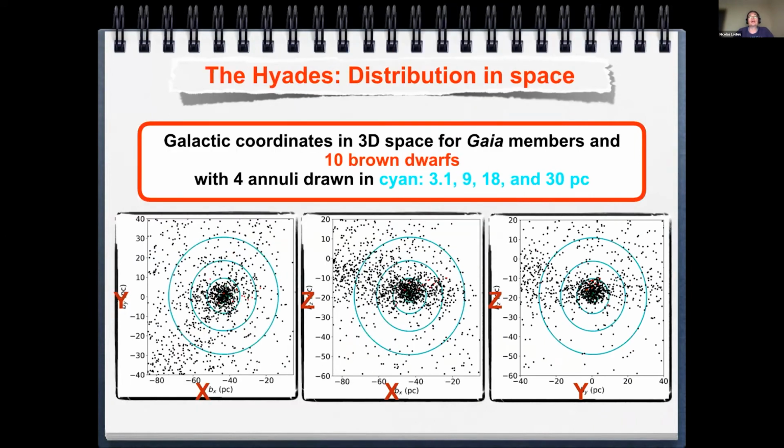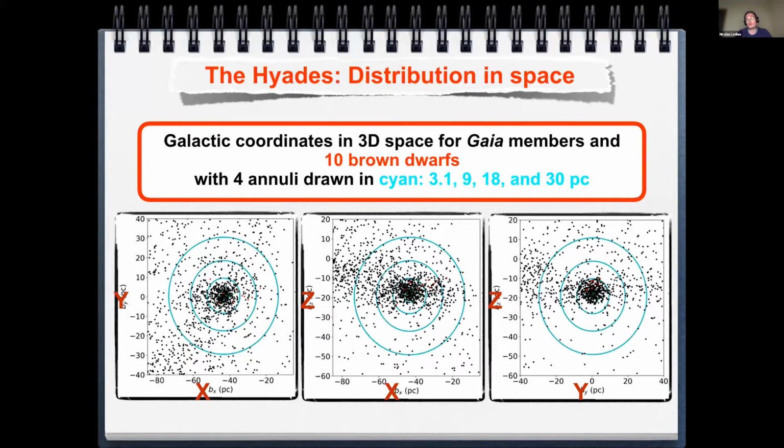But we can also look at the distribution in space for these clusters. We have the galactic coordinates X, Y, Z, where we plotted in black all the stellar members of the Hyades cluster, but we also added 10 brown dwarfs marked in red, from trigonometric parallaxes from the ground that we computed, because these are not in the Gaia catalog. Overplotted are 4 circles that correspond to the core radius, a cyan circle at the center that you probably don't see because it is below all the members, then the tidal radius, and then 2 times and 3 times the tidal radius.